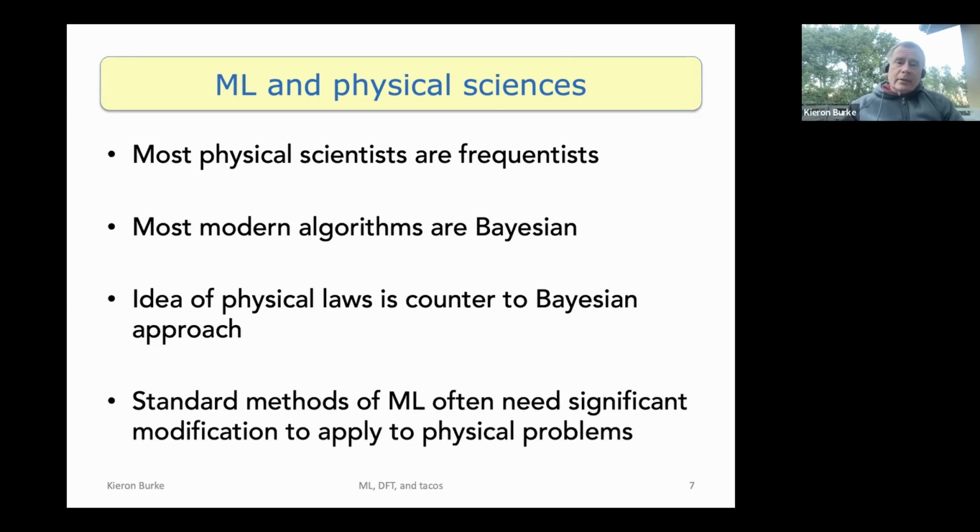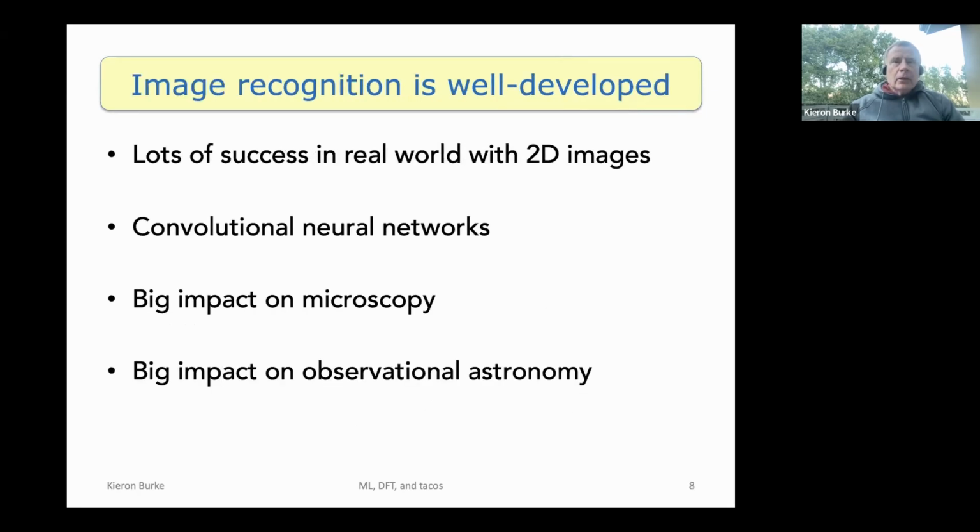And standard methods of machine learning often need to be modified when you want to apply them to physical problems, especially, as we'll see, in theoretical problems, because they're too general and designed for very different circumstances.